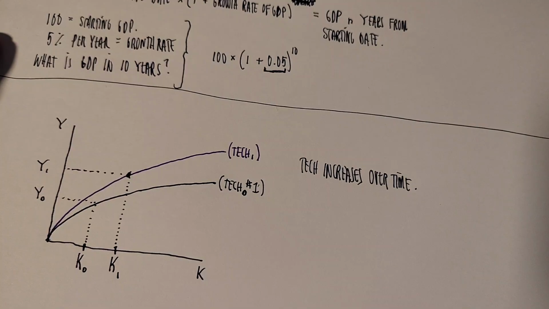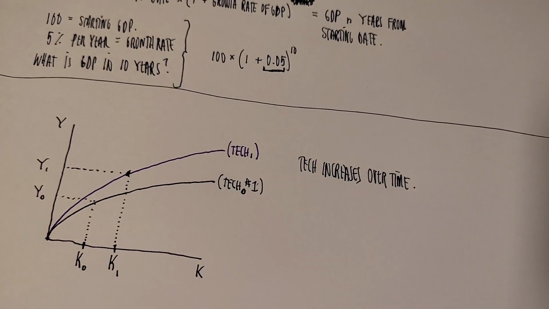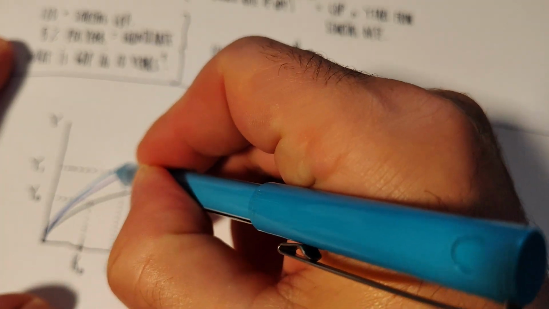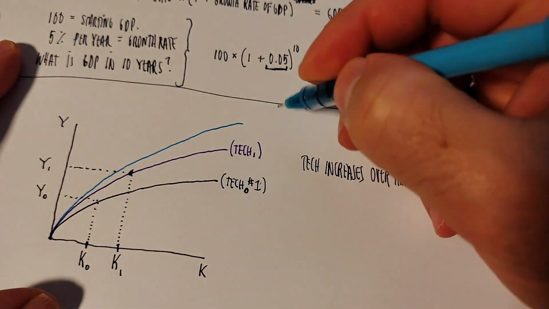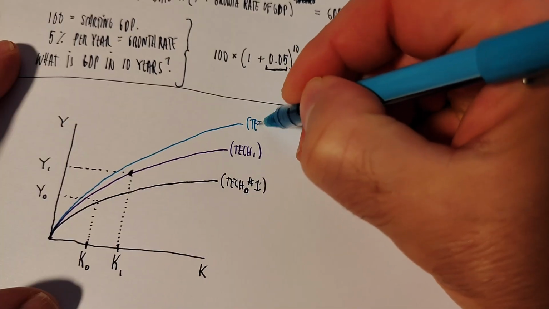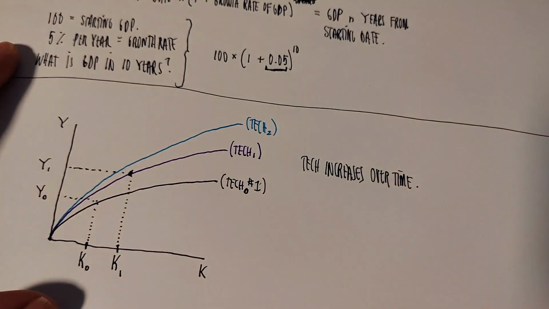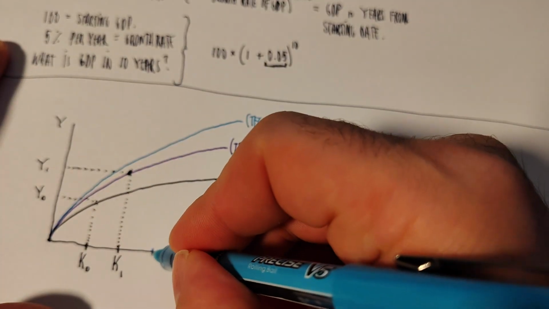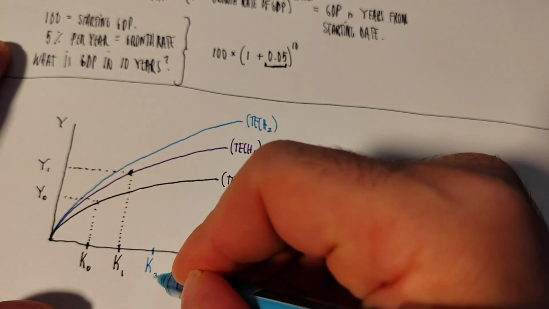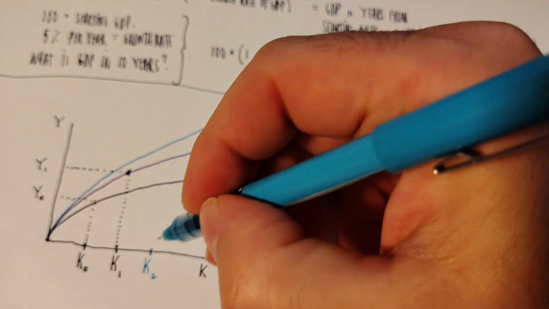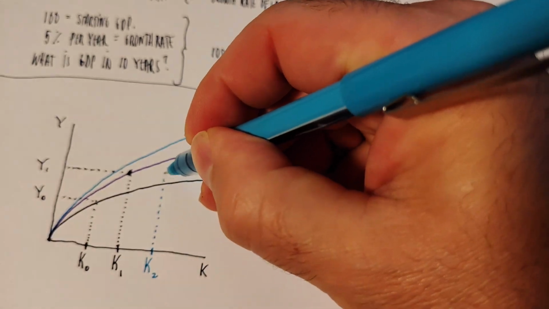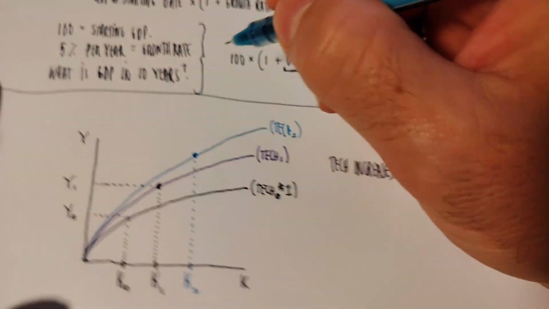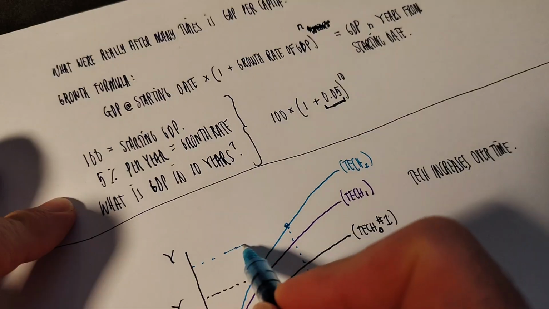And then let's say another period of time goes by and we're at tech number 2. So it might be the second year, second decade, whatever time period we're talking about. And by then, the capital stock might be out here. So let's call this K2. And this is what we get. Up that way, let's call this Y2.